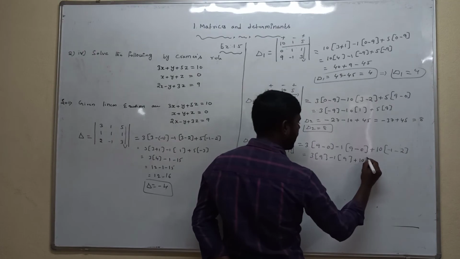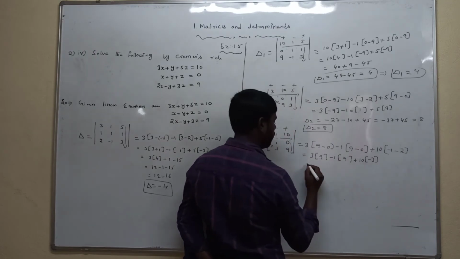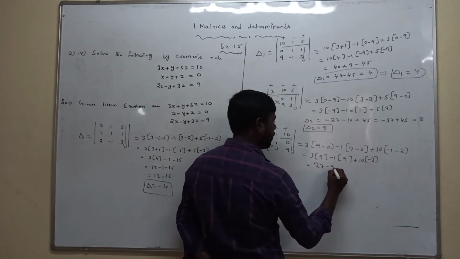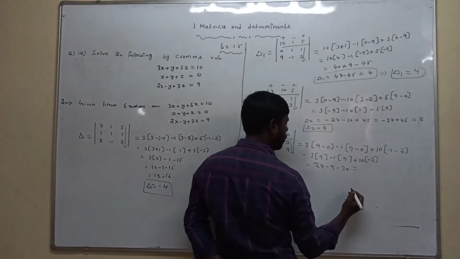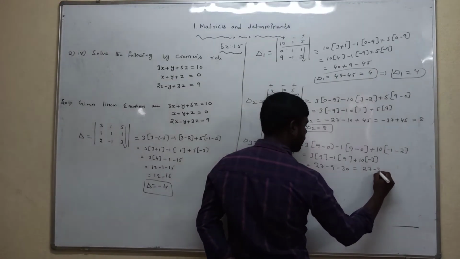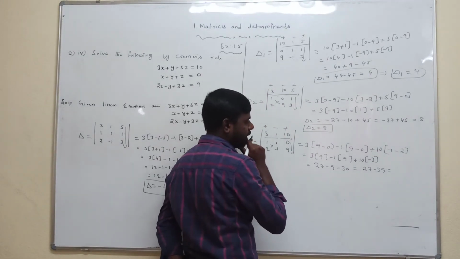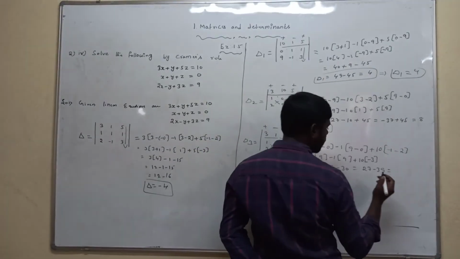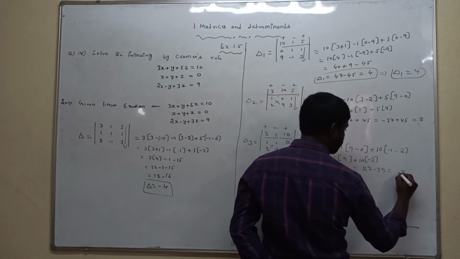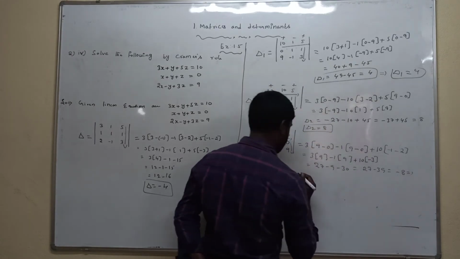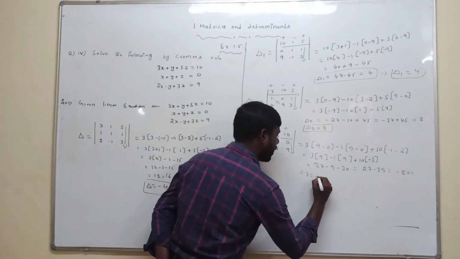Plus 10, minus 1 minus 2, the value is minus 3. 3 nines are 27. Minus 9, minus 30. So 27 minus 9 minus 30. We got, what is the value? 27 minus 35. That value is minus 8. So we got delta 3 value is minus 8.